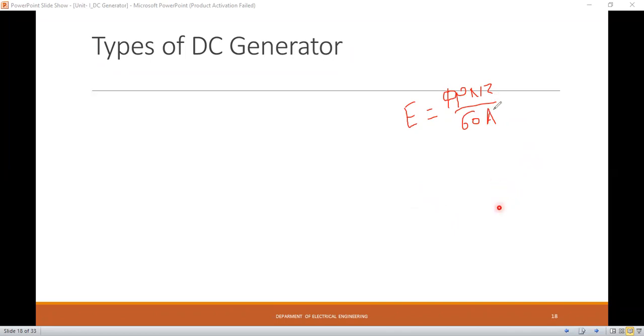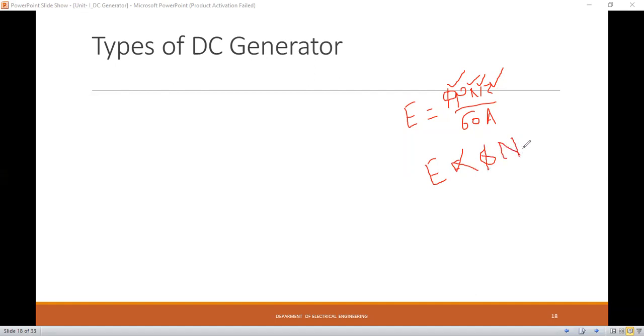In this induced EMF equation, φPNZ divided by 60A, φ is the flux per pole, P is the number of poles of the machine used at the time of construction, N is the speed of rotation, Z is the total number of conductors, and A is the armature parallel paths. We can also write this equation in this form: E is directly proportional to φ into N.